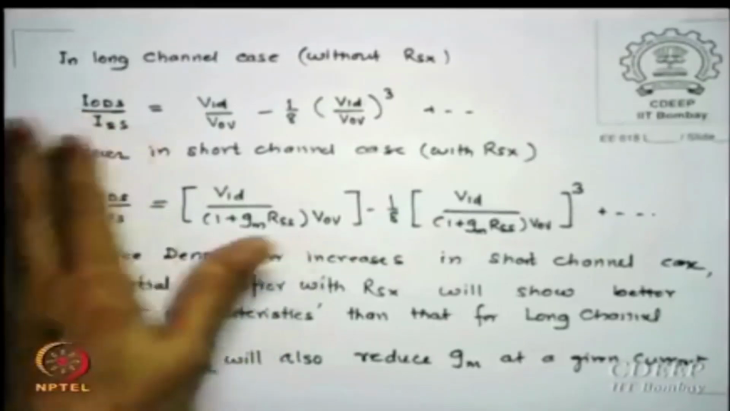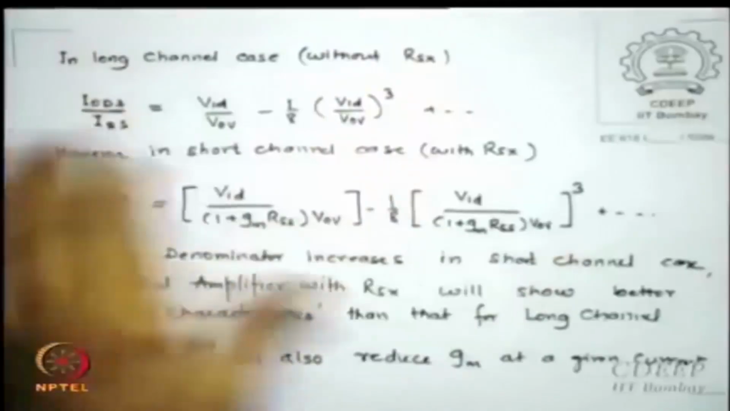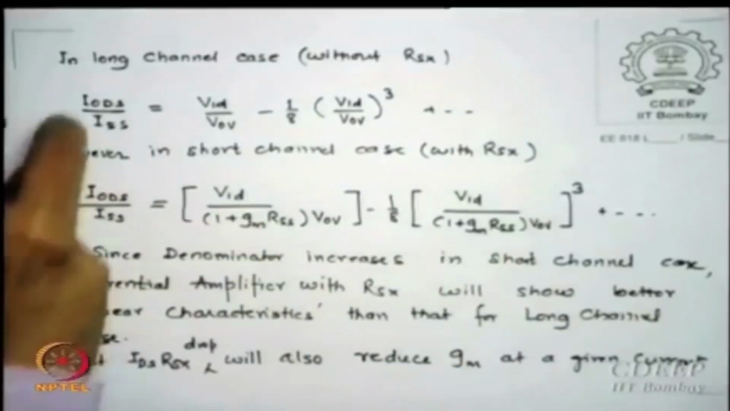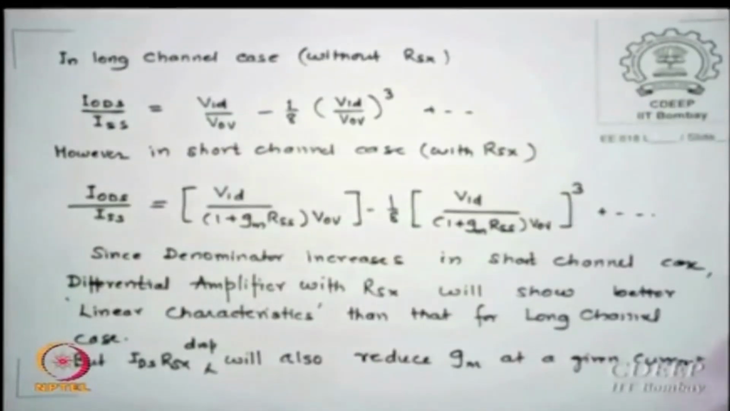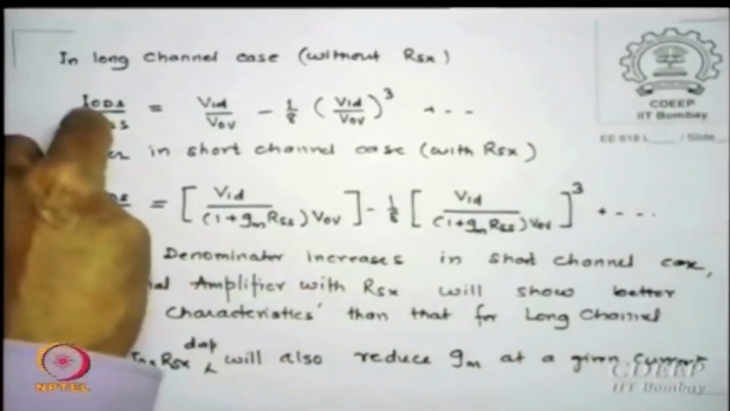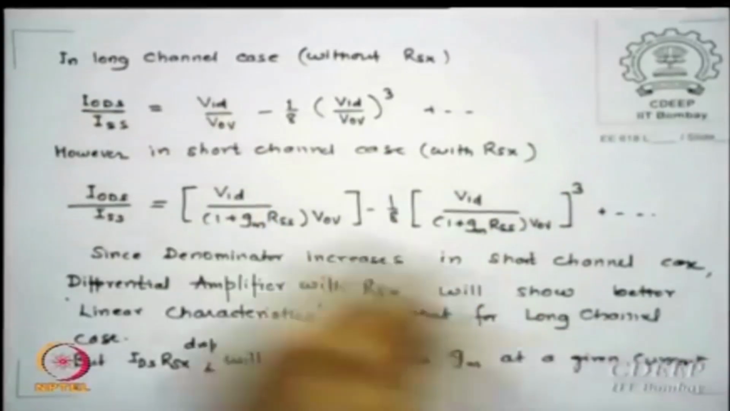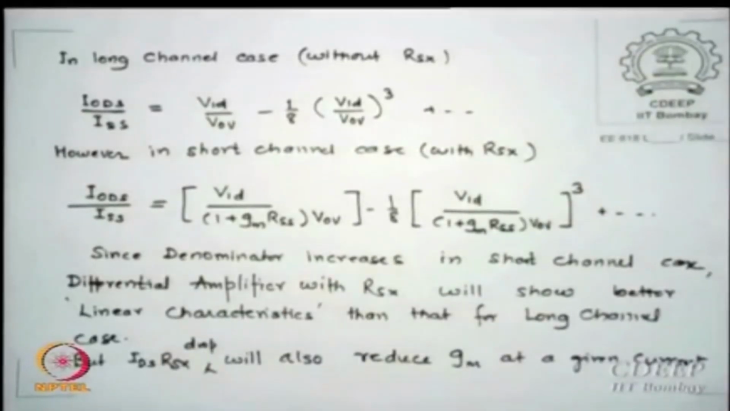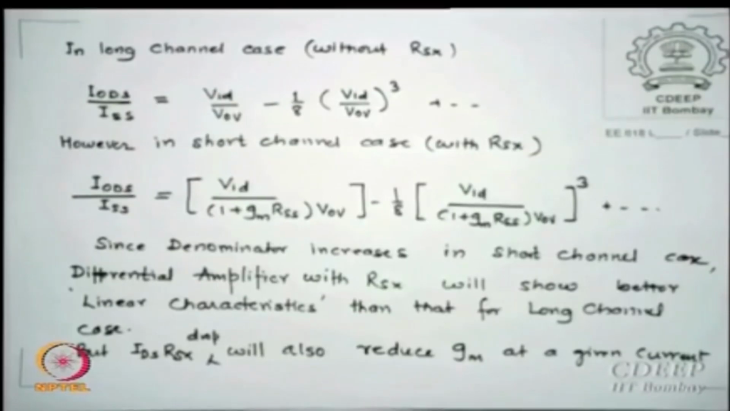If I do the Taylor series expansion, the IODS by ISS, if you want you can go read some papers, I have just copied this from some paper, so just check it. IODS by ISS versus VID by VOV. I am plotting the ratio of output current with VID. Is that transconductance word clear? Output is the current, input is the voltage. ISS is the normalized current, and VID is your voltage. So IODS by ISS is VID by VOV minus 1/8 of VID by VOV cubed plus higher terms. These two are good enough, the cubic term is good enough. So if you have a long channel device, this is the expression.